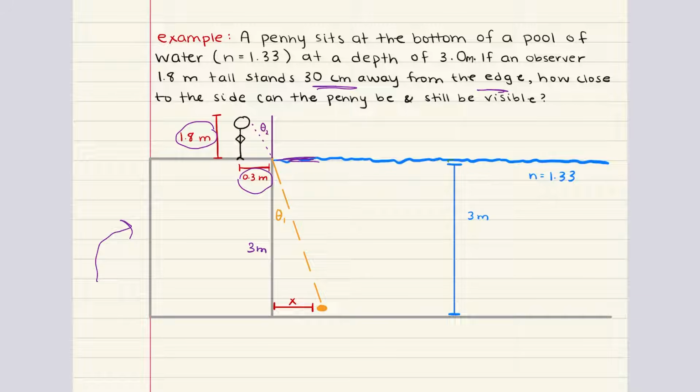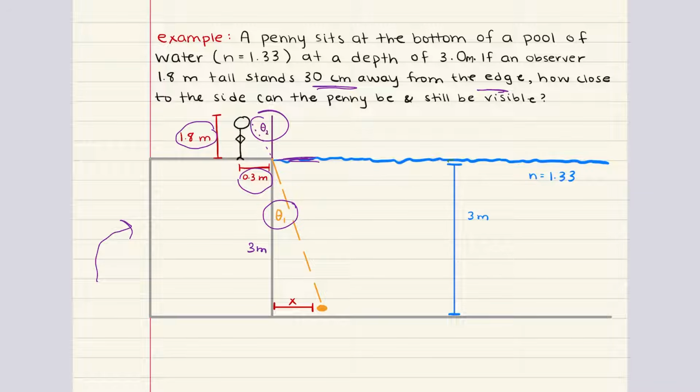So here we need to define a few variables. We have theta 1, which is the angle that the light makes with the normal inside the water. And we have theta 2, which is the angle that the light makes with the normal once it exits into the air. From here, we need to identify the line path and angles.